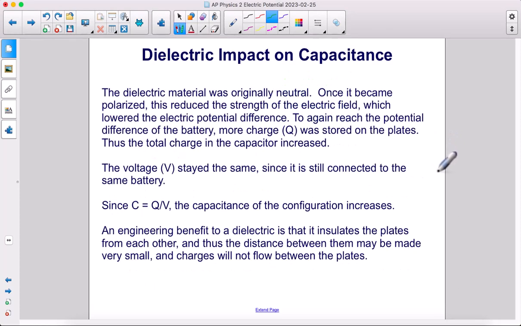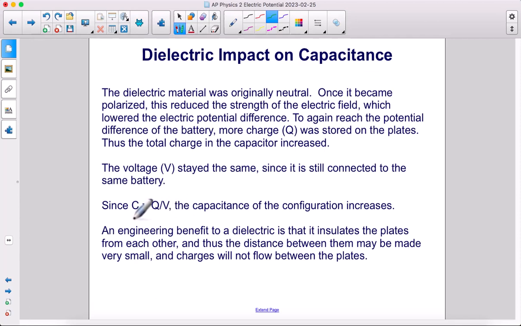The dielectric material was originally neutral. Once it became polarized, this reduced the strength of the electric field, which lowered the electric potential difference. To again reach the potential difference of the battery, more charge was stored on the plates. Thus, the total charge in the capacitor increased. The voltage stayed the same, since it's still connected to the same battery. Since capacitance equals charge divided by voltage, the capacitance of the configuration increases.